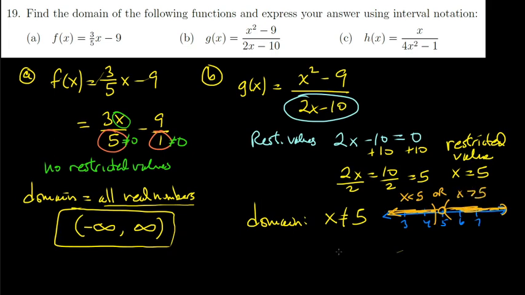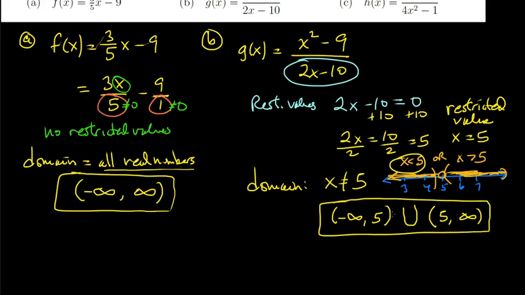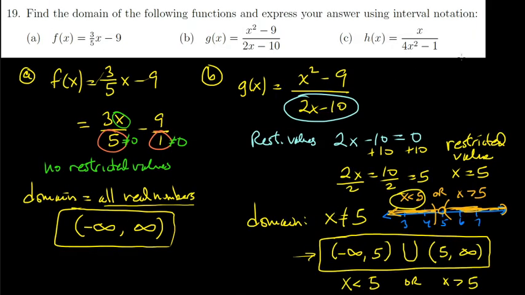So what would that be in interval notation? Well, you're going from negative infinity to 5, right? That's everything less than 5. Or, so union, from 5 to infinity. So that would be the interval notation for the set of all real numbers that are not equal to 5. What are we including? We're including everything less than 5 or everything greater than 5. Got it? So that's the domain in interval notation for part B.